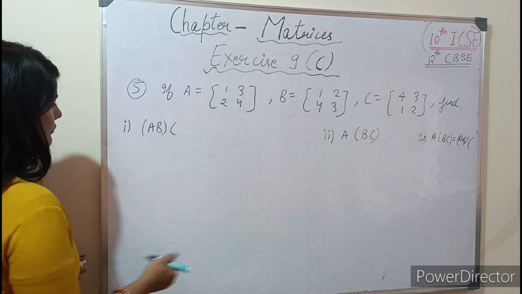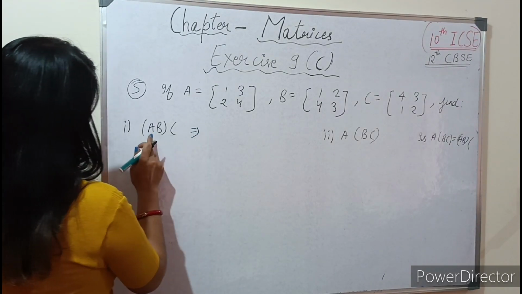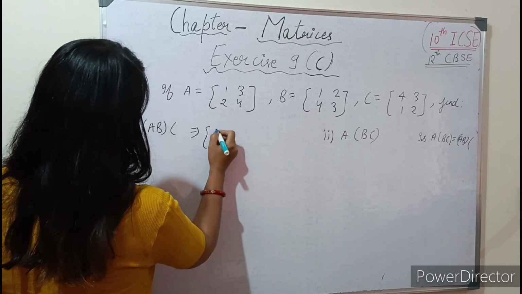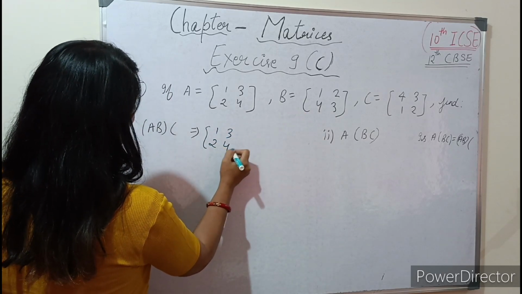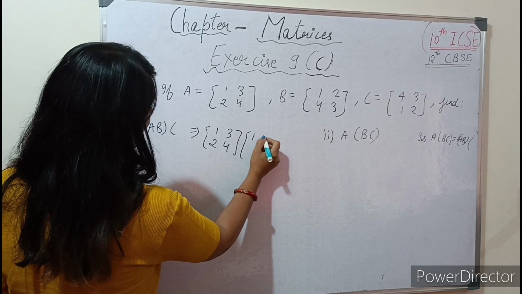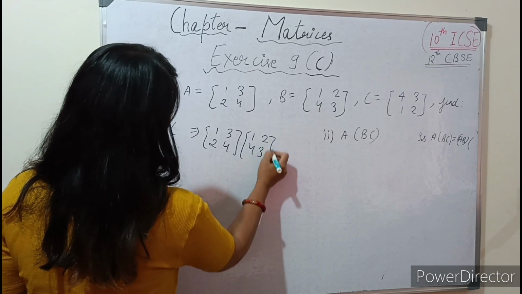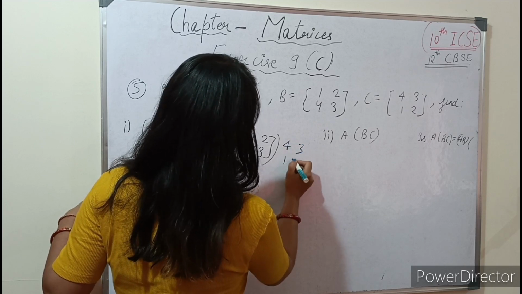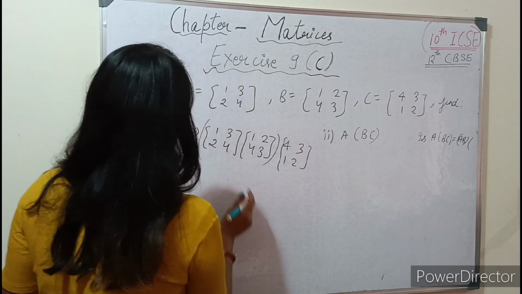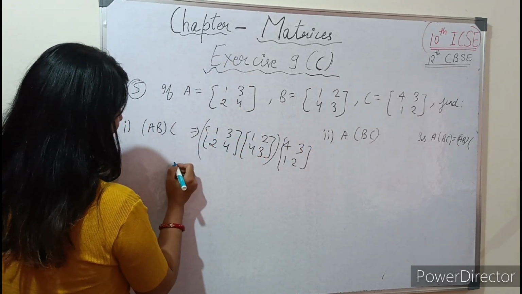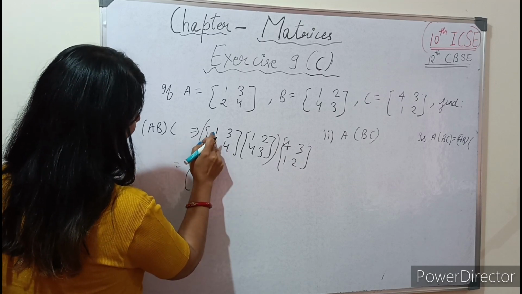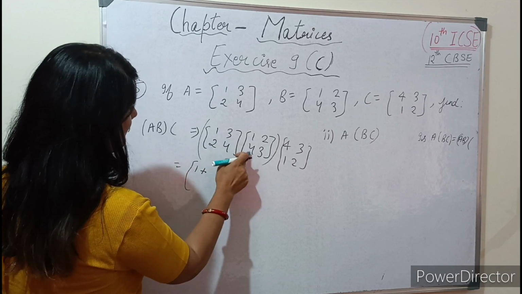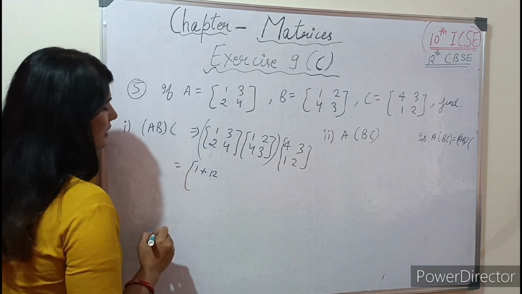So let's start solving the first part. Here AB means you have to multiply both the matrices. So write 1, 3, 2, 4 multiplied by 1, 2, 4, 3 and then you have to multiply it by 4, 3, 1 and 2. So row multiply by column. So 1 multiplied by 1 is 1, plus 3 multiplied by 4 is 12.